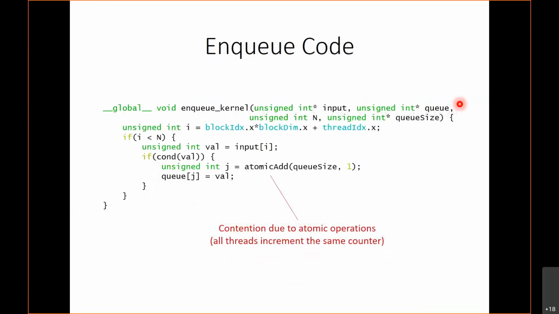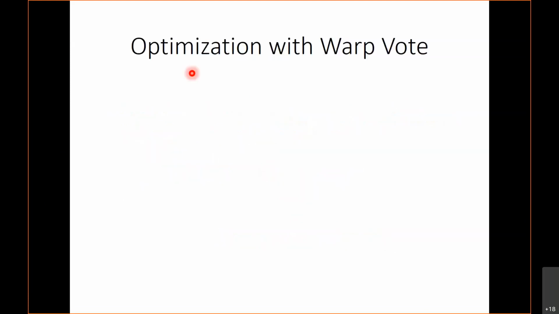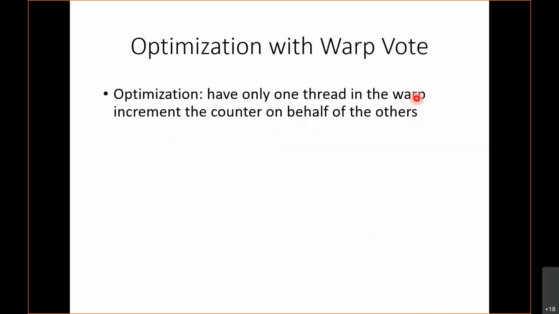First of all, this is the original enqueue code that I just showed you, and we observed that at the atomic add here, we have all the threads contending on the same variable to reserve space in the queue, and what we want is to optimize this by doing one atomic add per warp. So here's what we can do. We can optimize this with warp votes. We can have only one thread in the warp increment the global counter on behalf of the others, and then have all of them store to the queue.